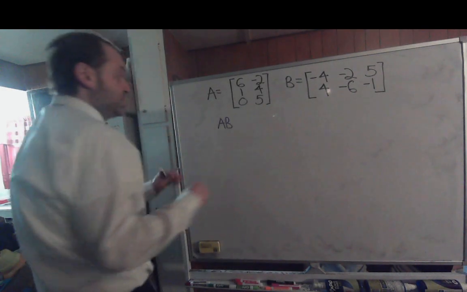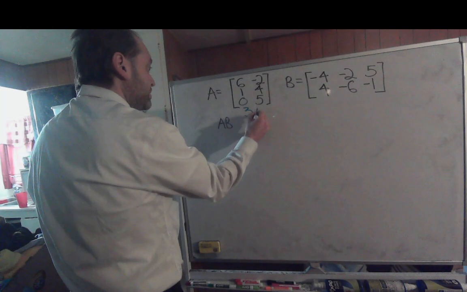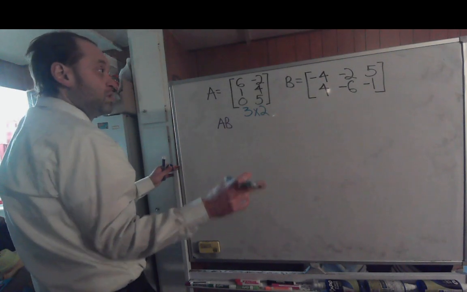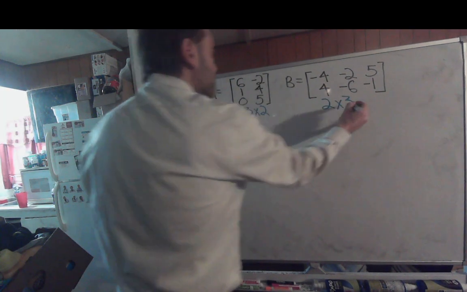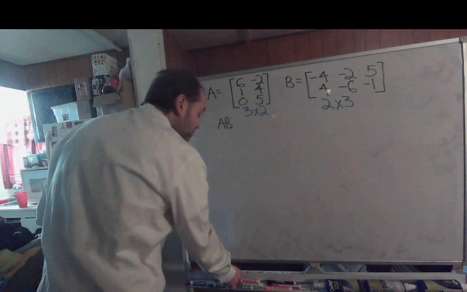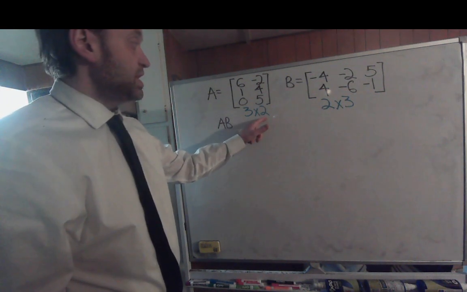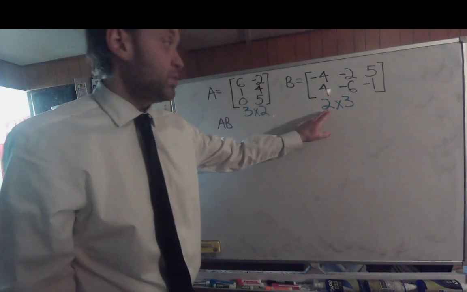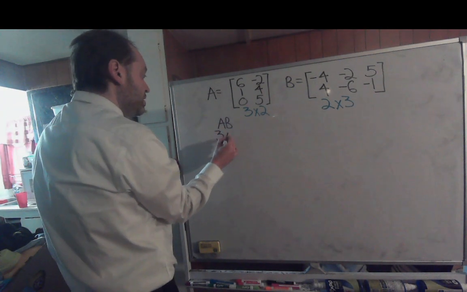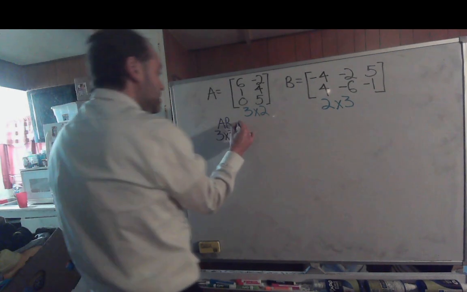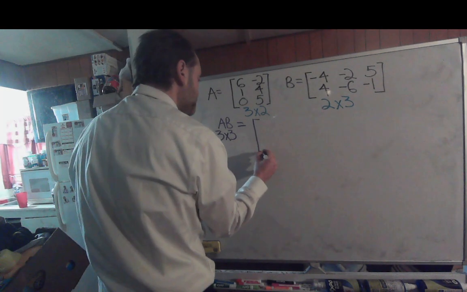Well, let's look at the dimensions of each. Matrix A, you have 3 rows by 2 columns. This is a 3 by 2. Now, what about matrix B? You have 2 rows by 3 columns. So actually, yes, this is possible to do because you have the same number of columns in the first matrix as you do the number of rows in the second matrix, which means you should get a 3 by 3 matrix for your product with AB. That'll turn it into a 3 by 3 matrix. So let's go ahead and get each of these numbers.